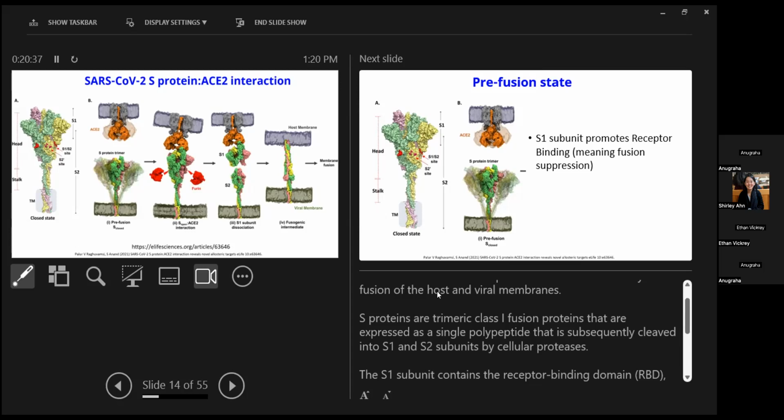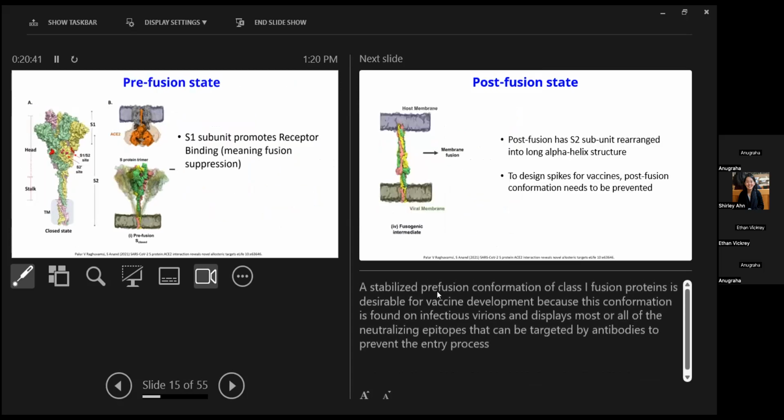So now we divide this form into two states called the prefusion state. Prefusion is the S1 subunit that contains the receptor binding domain. The receptor binding domain is where most of the ACE2 molecules interact with the RBD. RBD is the receptor binding domain of the S1 spike.